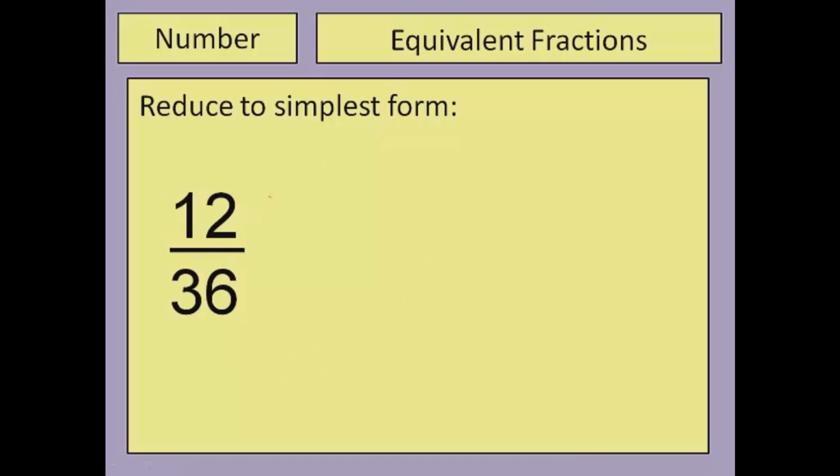Let's have a look at one more then. Well, this one, we've got 12 and 36. Let's just divide by 2 because that is easy. You've got 6 and 18. If you divide by 2, they're still even, so we can divide by 2 again. You'll get 3 and 9 if you divide by 2.